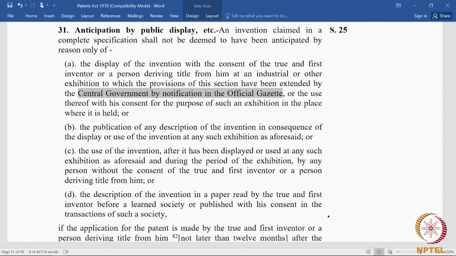Display of the invention or use thereof for the purpose of such an exhibition in the place where it is held. We can understand this as your technology being used for the purpose of the exhibition itself. The exhibition involves erection of certain tents, and you have a technology where tents can be erected without any pillars or support structures. Assume that it is used for the purpose of such an exhibition in the place where it is held, then notification may not be required, because the notification is for display. That is one way we can read it.